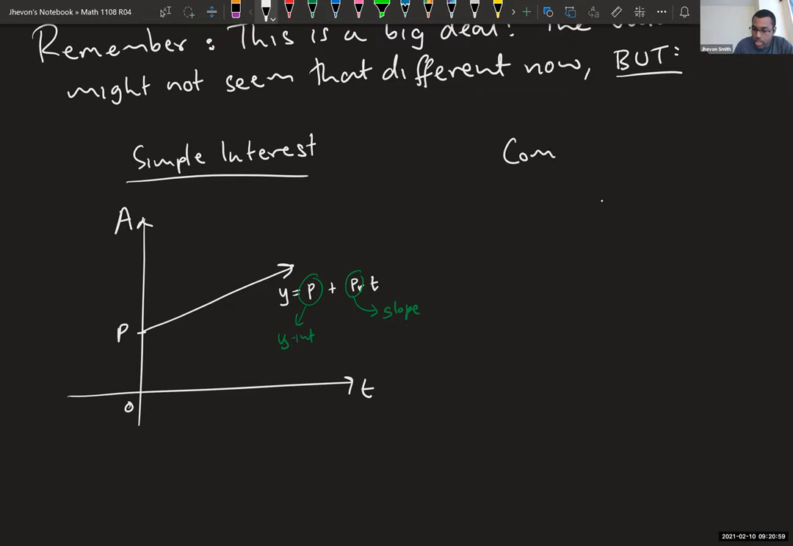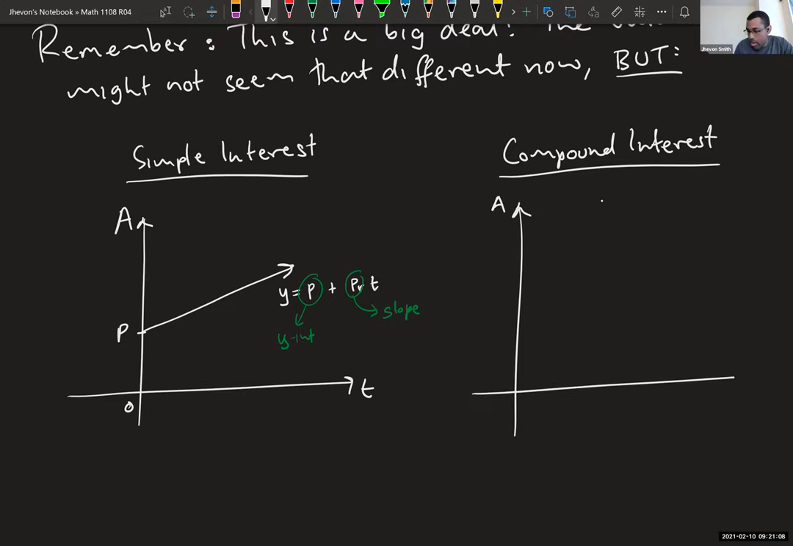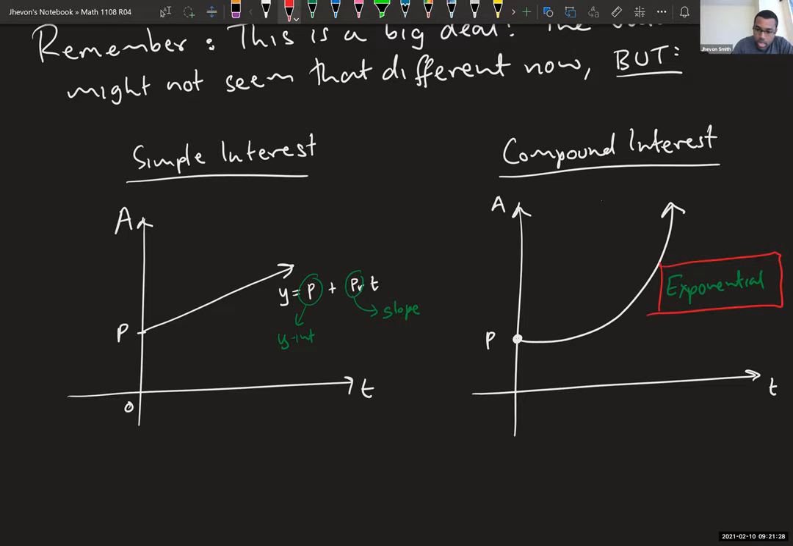Whereas with compound interest, if you plot amount versus time, you borrow P dollars in the beginning, it grows like this, right? Now in the beginning, it might not seem like a big deal, but it is exponential, because the variable is in the power. The base is a constant.